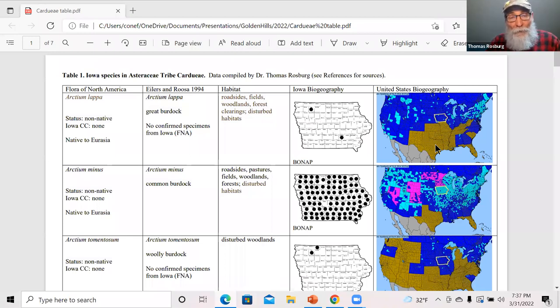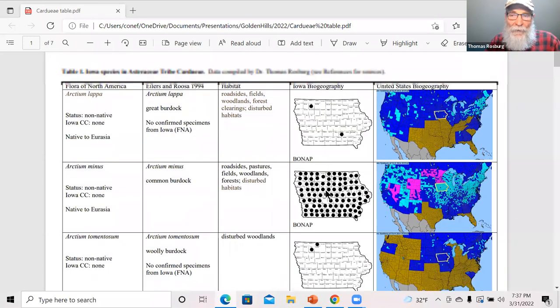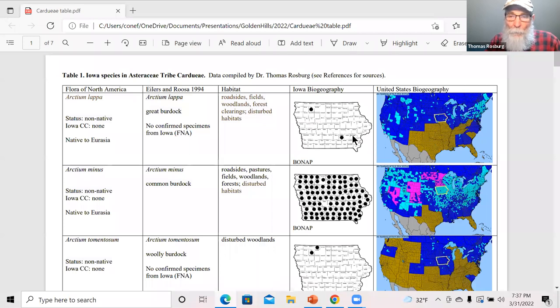And again, if you haven't seen one of these tables, they just list the species of concern. Here I've included the non-native species because there's only six native species. Usually in these tables, it was just the native species that we were looking at because there's usually plenty of them. So I've got the three Arctiums here. What FNA says is that the person who did the treatment in FNA has not seen any specimens of Arctium lappa, the great burdock, or Arctium tomentosum, woolly burdock, in Iowa.